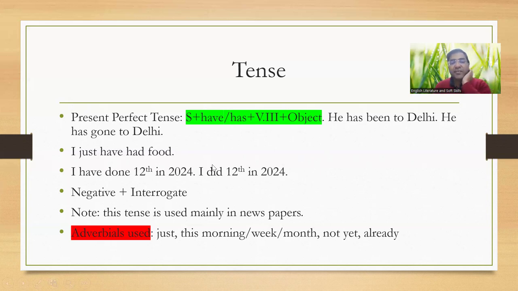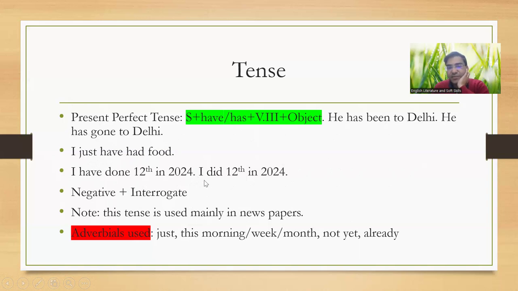I have just had food. This is written in present perfect. Have is the helping verb, had is the third form of have, and food is the object. I have done 12th in 2024. So we have completed the sentence.